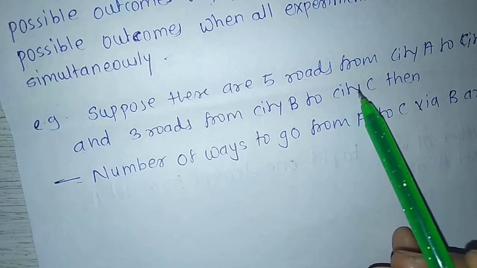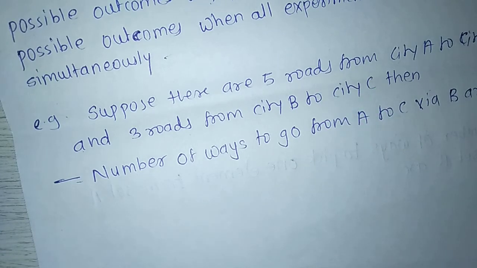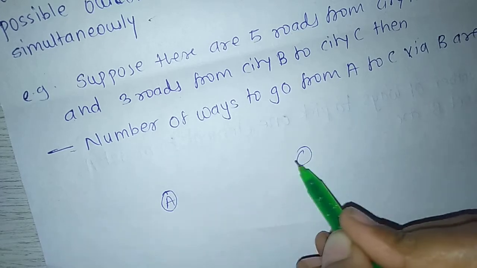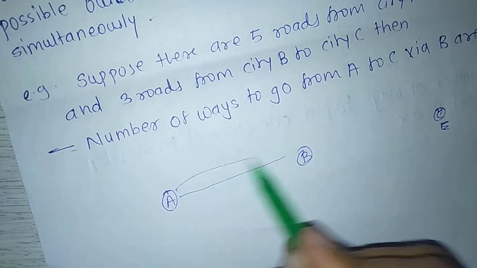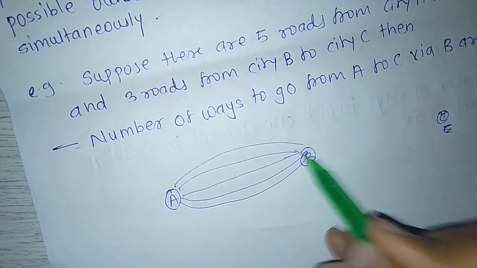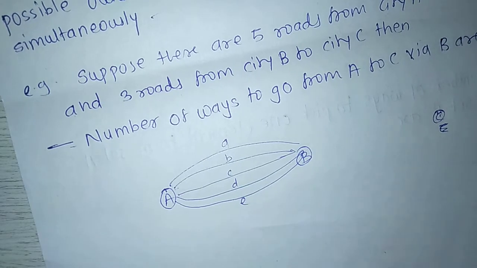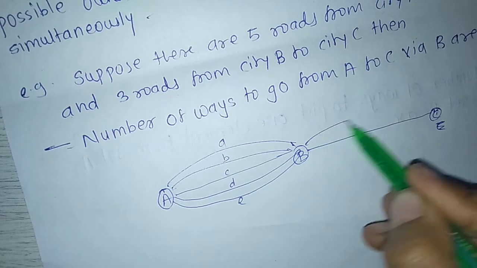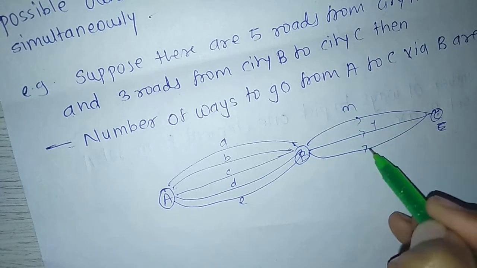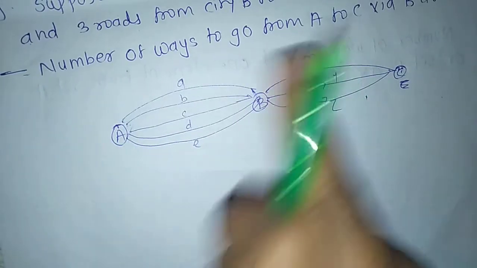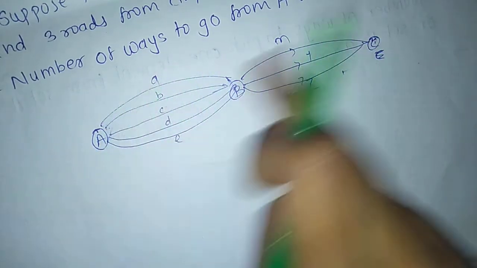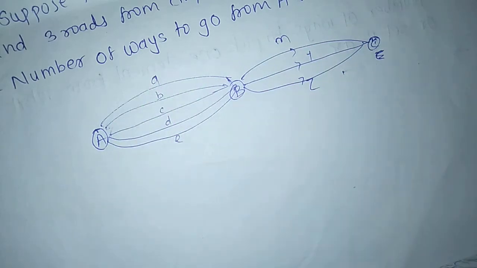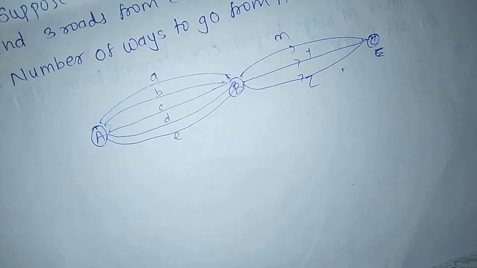For example, suppose there are 5 roads from city A to city B and 3 roads from city B to city C. Then the number of ways to go from A to C via B are: 5 roads from city A to city B, named A, B, C, D, E. Next, city B to city C, 3 roads, X, Y, Z. Means the first road is A, X, second A, Y, third A, Z. Next, B to X, B to Y, B to Z, C to X, C to Y, C to Z. Means there are 5 into 3 which is equal to 15 ways to go from A to C.